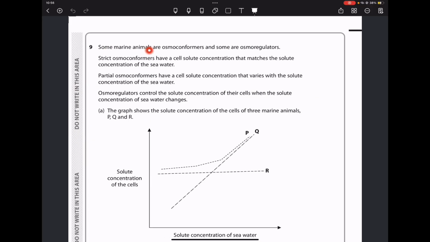Question 9, some marine animals are osmoconformers and some are osmoregulators. Strict osmoconformers have a cell solute concentration that matches the solute concentration of the seawater.